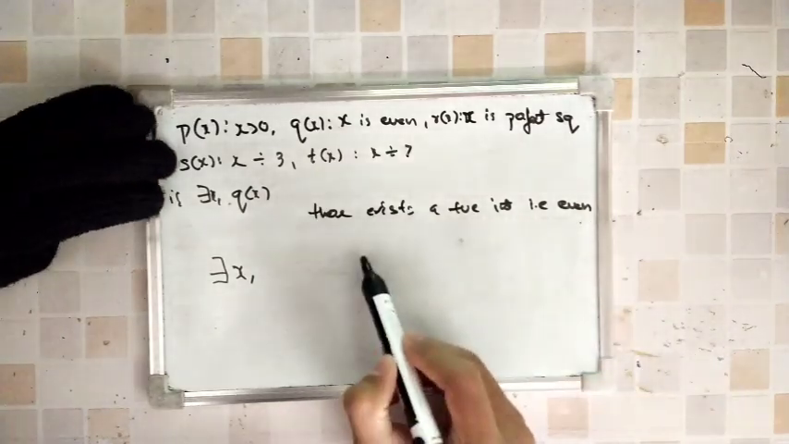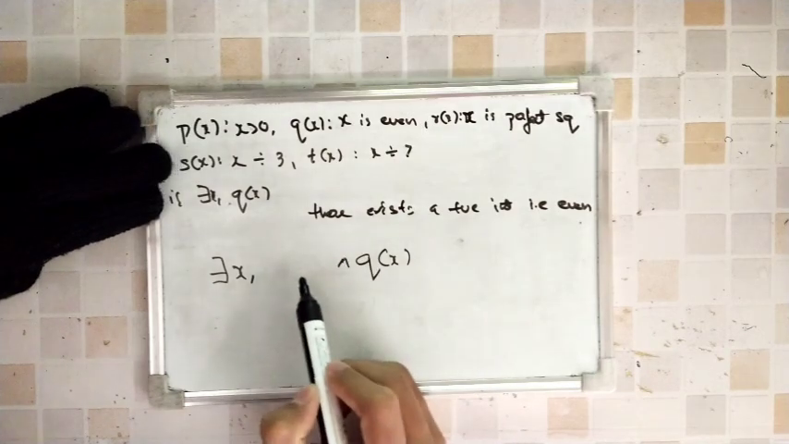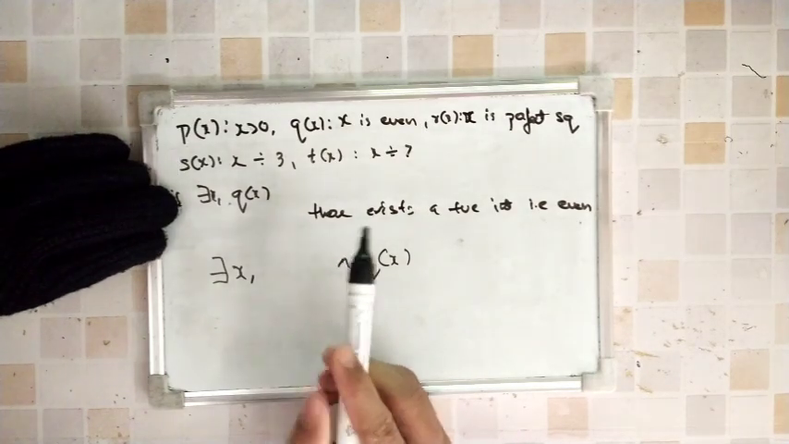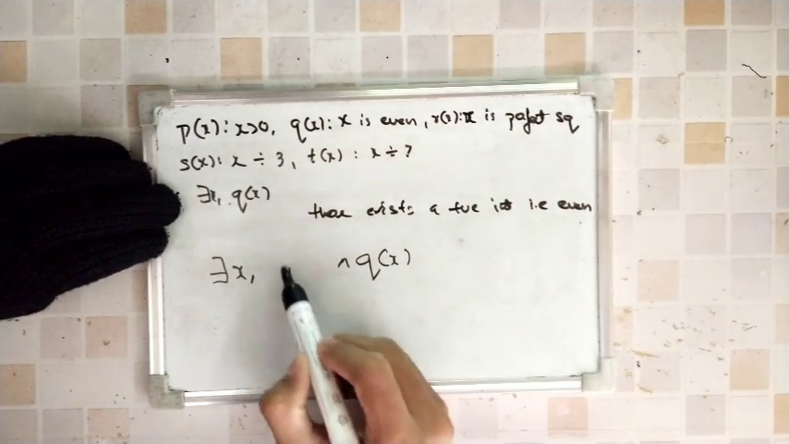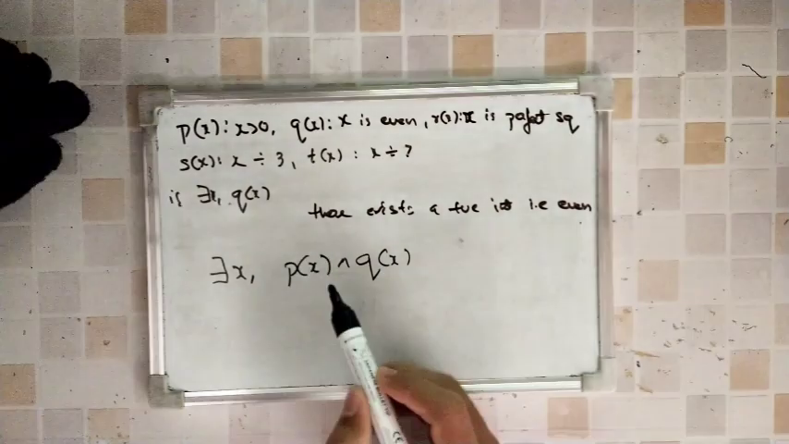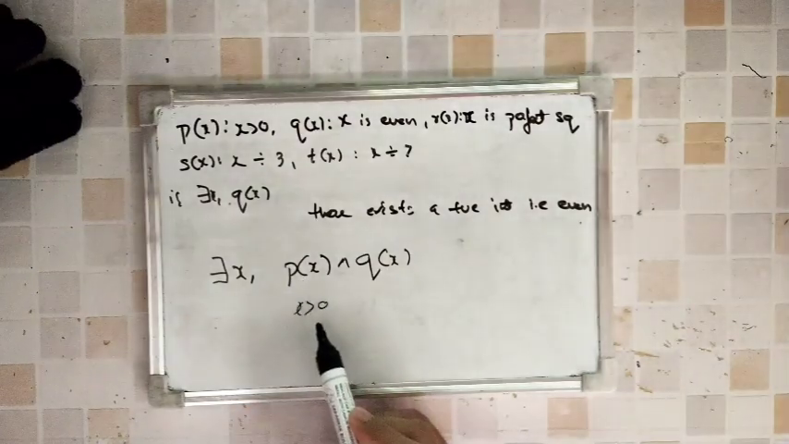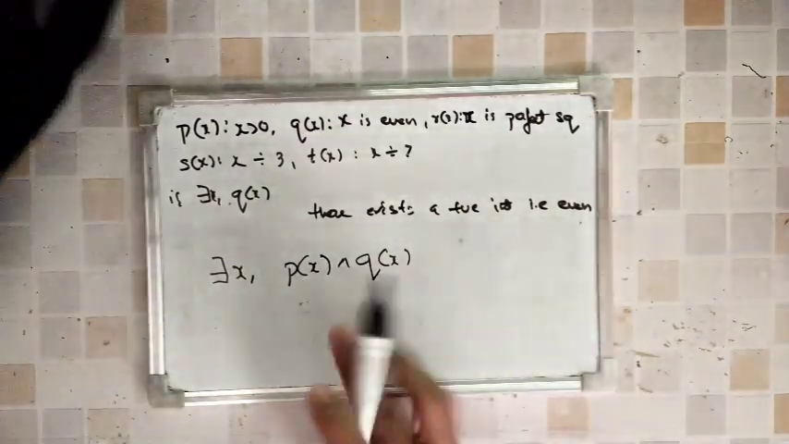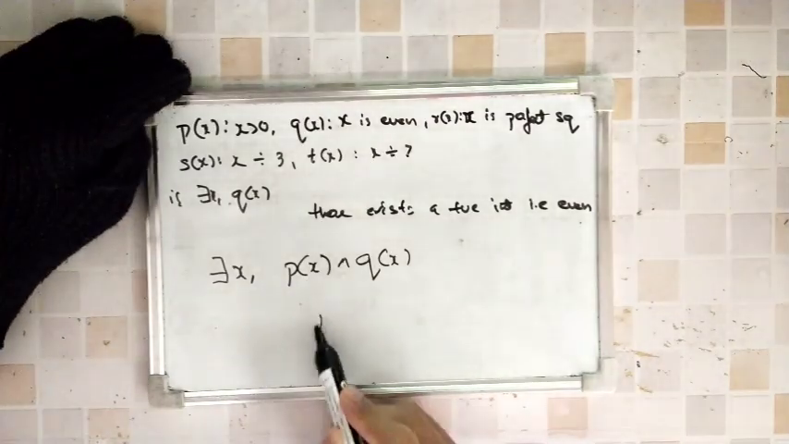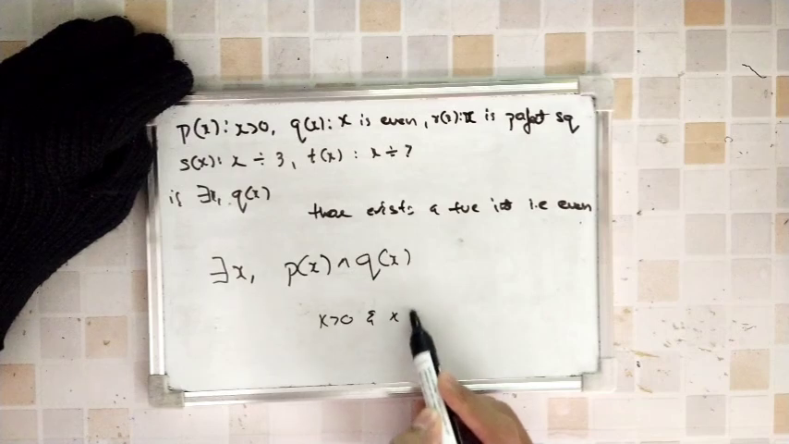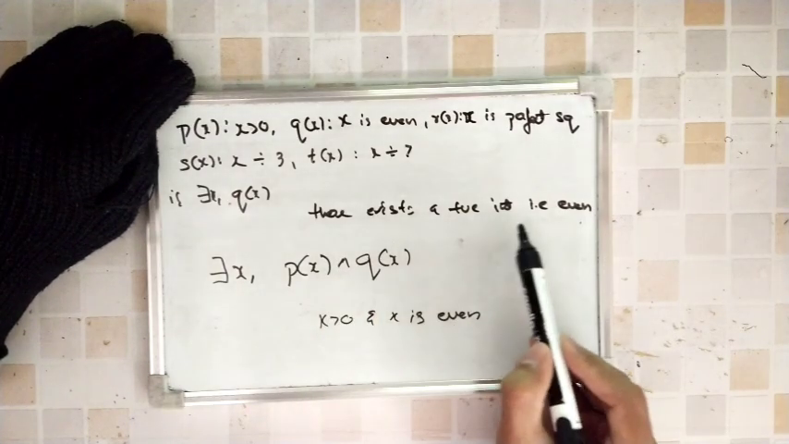I know that Q of x is even, but first I have to write something here that should make it positive. So I know that P of x is x greater than 0. So I can simply write P of x and Q of x. How? P of x is x greater than 0, which means all are positive. So x is greater than 0 and x is even. That's what it means, right? Now from this statement you can say there exists a positive integer that is even.